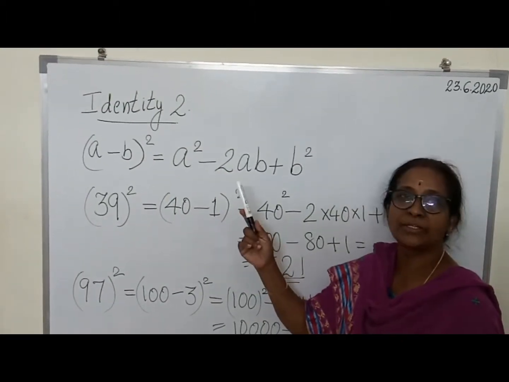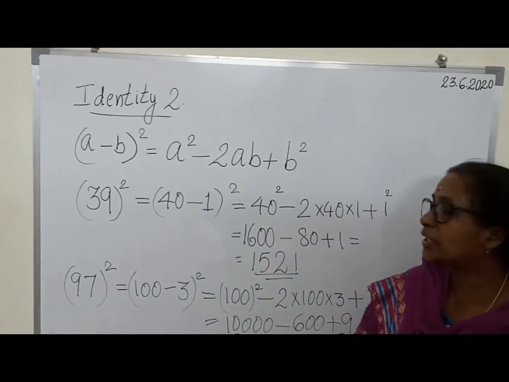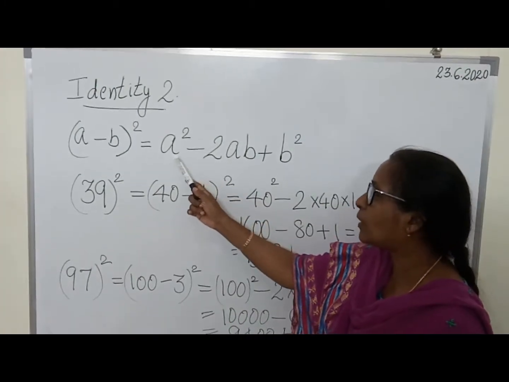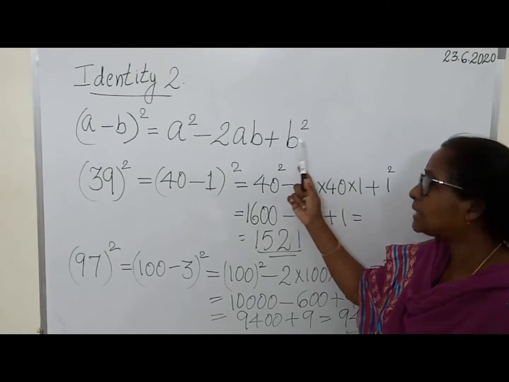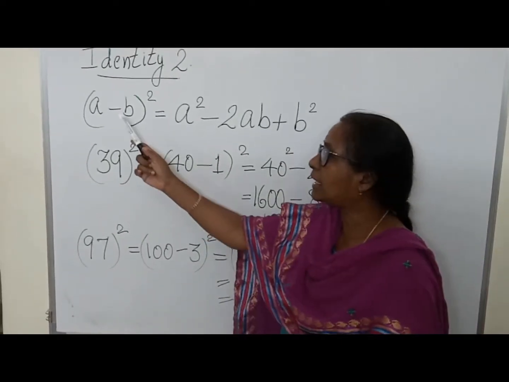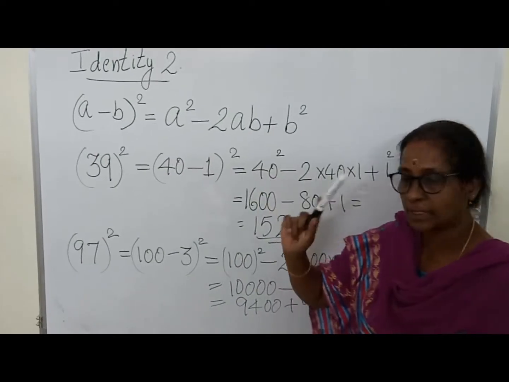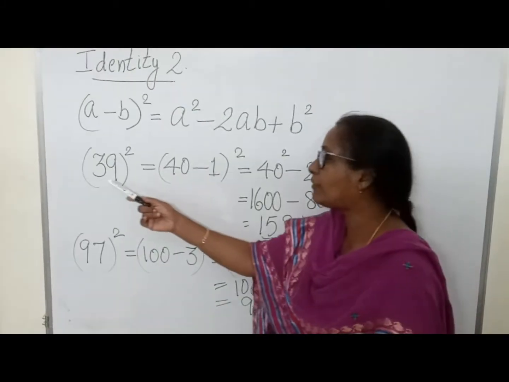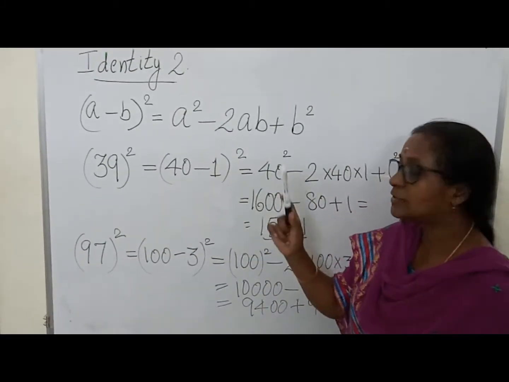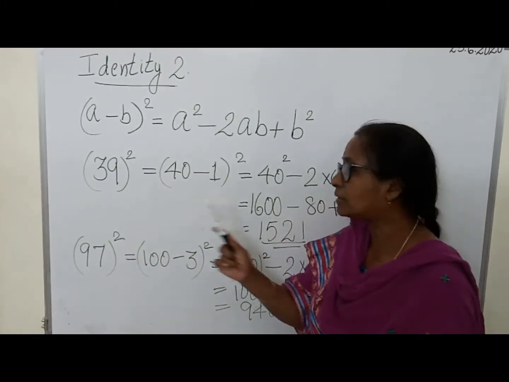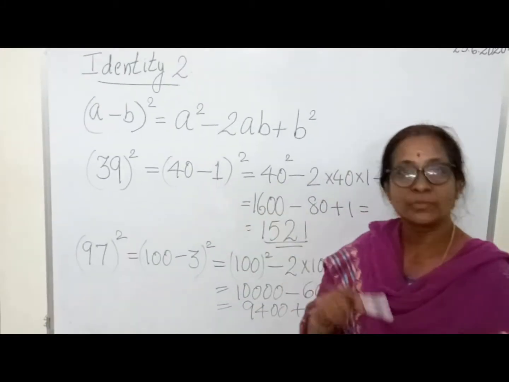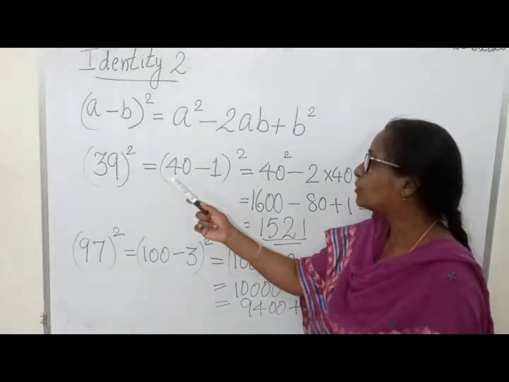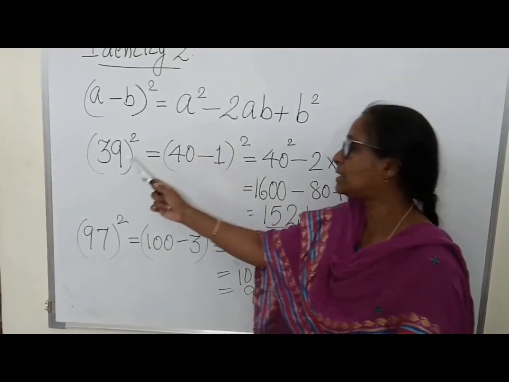Now let us see identity 2. What is identity 2? (A minus b) whole square is equal to a square minus 2ab plus b square. In the first identity, here it was plus, so here also it was plus. That is the only difference. Okay. Now let us see one example. If you have to find the square of 39, that is 39 square. So you have to think 39 is nearer to which zero ending number? Which zero ending number is nearer to 39? 40. So 40 minus 1 is 39.